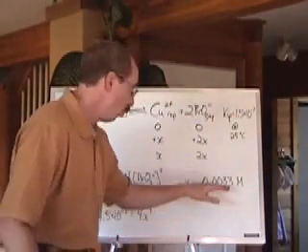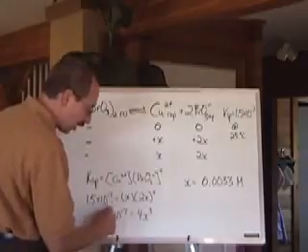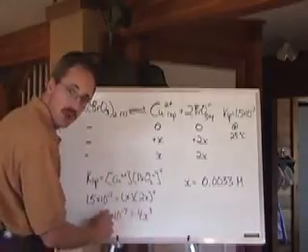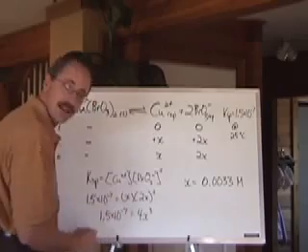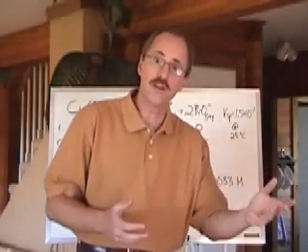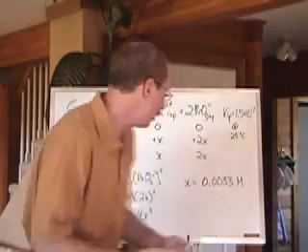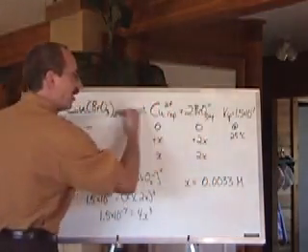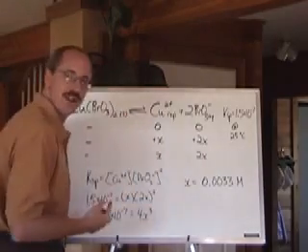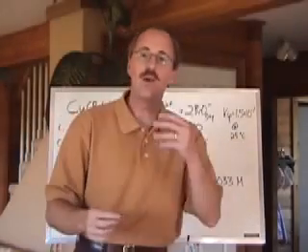If you have more than this concentration, your X value is going to be higher, and you're going to get a Q value here, not a K, that is going to be greater than this. And when you've got, in this case, Q greater than K, you're going to have a shifting of the reaction back towards this. Therefore, you have to make more solid.